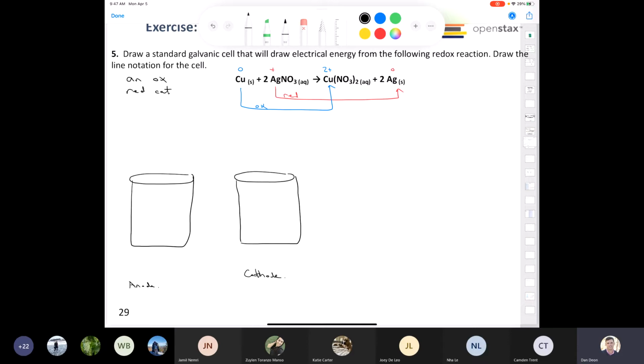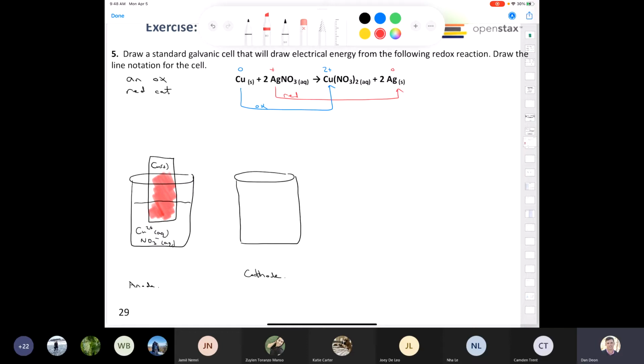So if the anode is where the oxidation is occurring, what am I going to have in my anode? I'm going to have my solution, which is going to contain copper 2 nitrate. So I could just write out copper 2 nitrate, but I'm going to show copper 2 plus ions, and I'm going to have nitrate ions. So I'll just write NO3 minus, and I'm also going to have my copper bar submerged in here. So this is copper, that is a solid. I'll try and color that in a little bit here. So there's my copper bar.